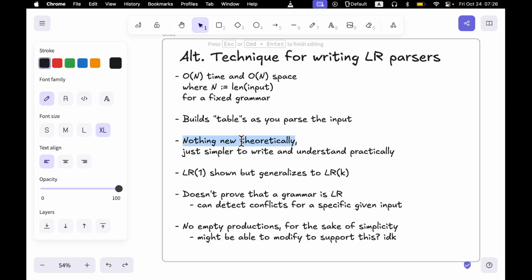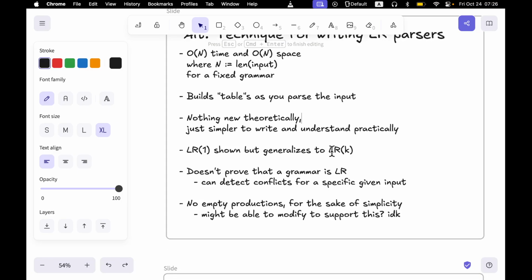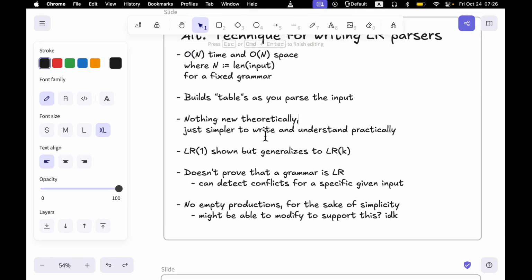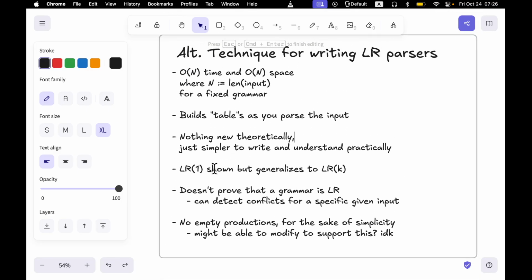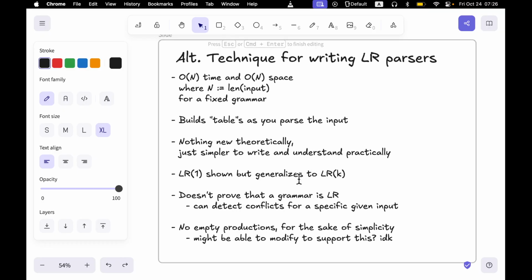So, there's nothing new theoretically. Yeah, known time and space complexity, just making it more practical to write and reason about. And I'll show you how to write an LR(1) parser, but I think it trivially generalizes to LR(k). It just makes the state space a lot bigger. But yeah, the generalization should be trivial.